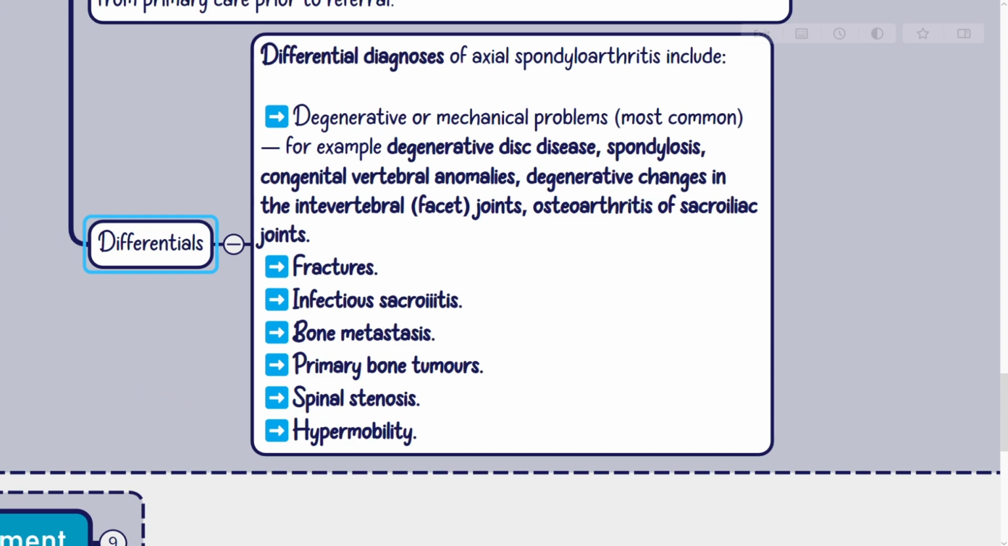Differential diagnoses of axial spondyloarthritis include degenerative or mechanical problems, most common. For example, degenerative disc disease, spondylosis, congenital vertebral anomalies, degenerative changes in the intervertebral, facet, joints, osteoarthritis of sacroiliac joints, fractures, infectious sacroiliitis, bone metastasis, primary bone tumors, spinal stenosis, hypermobility.